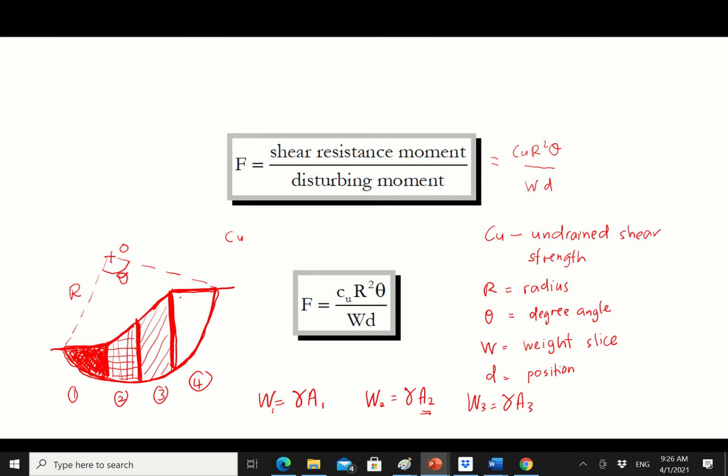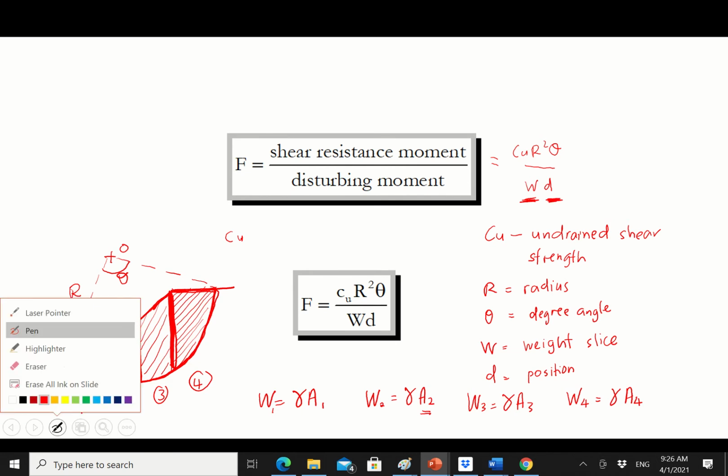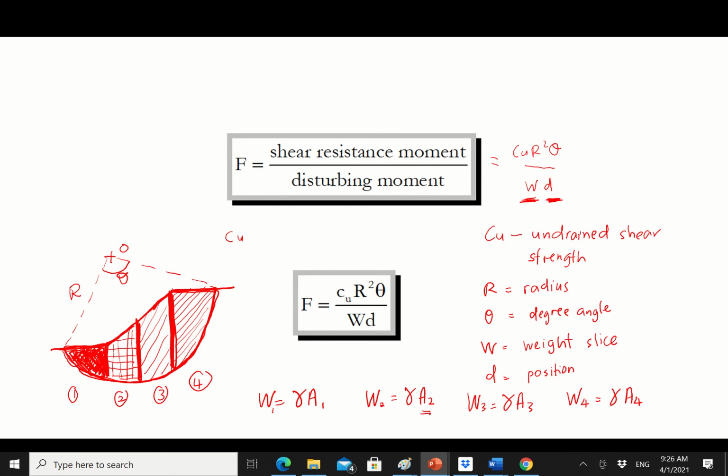And then for the last slice, which is here, it is almost like a triangle, so we use the triangle equation to calculate weight number 4, which is the unit weight of soil multiplied by your area number 4. That is the meaning of W, but this time around we have the equation where W must be multiplied by D. D is actually the position of each slice.